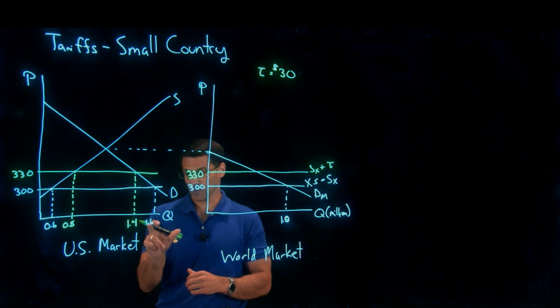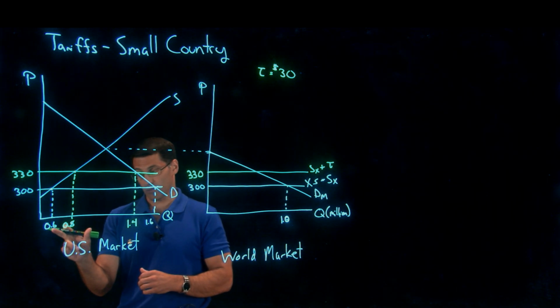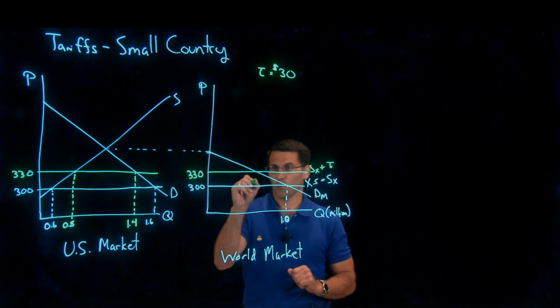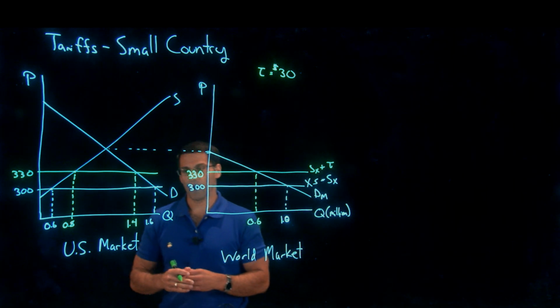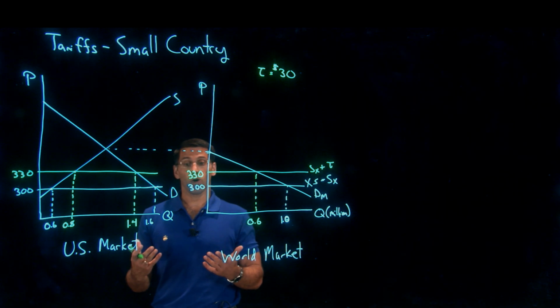Now, initially, imports was 1.6 million consumed minus the 600,000 produced domestically. That gave us our 1 million in imports. Now imports of bicycles have fallen down to 0.6 million or 600,000. So what does all of this mean in terms of our welfare changes?